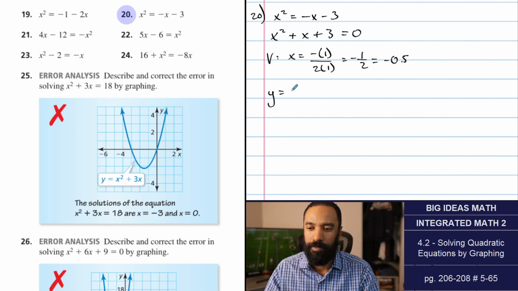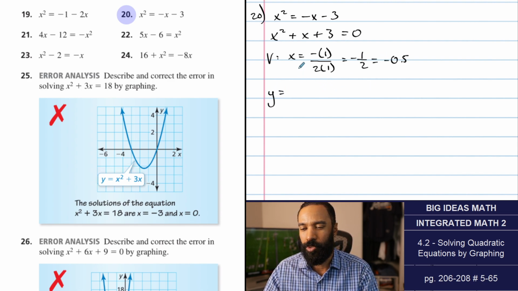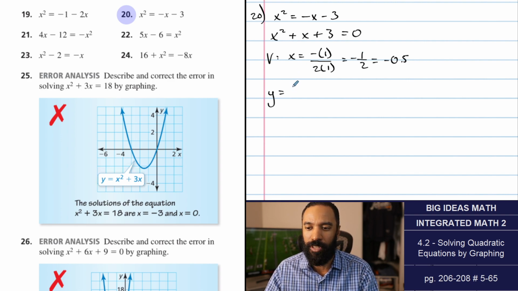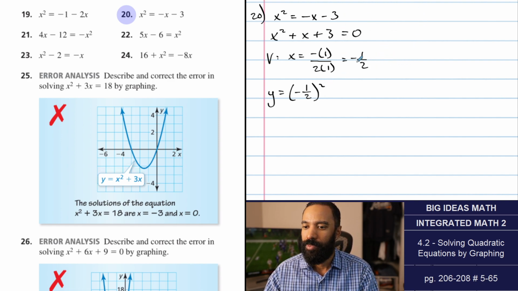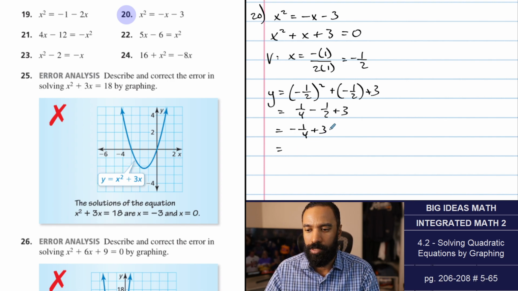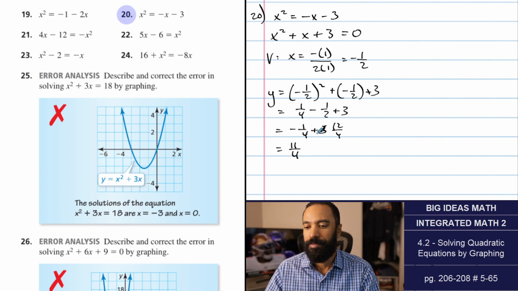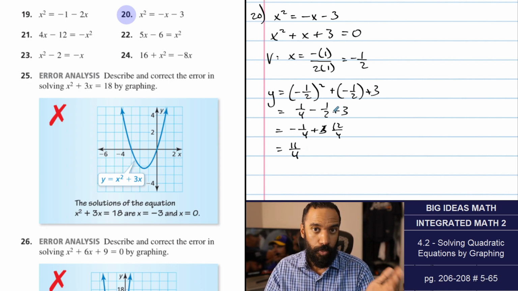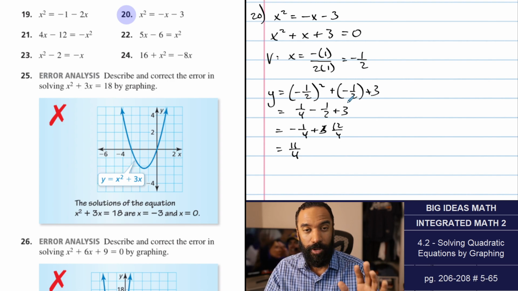The y value will be, I don't know which one I like. I like fractions more myself, but I've been living on word problems so long, I was thinking maybe we should write it that way. I'm going to use the fraction version. I hope that's cool. So negative 1/2 quantity squared plus negative 1/2 plus 3. That's 1/4 minus 1/2 plus 3, which is negative 1/4 plus 3, which is 3 is 12/4. So 11/4. Now 11/4 is 3.75. Excuse me, 2.75.